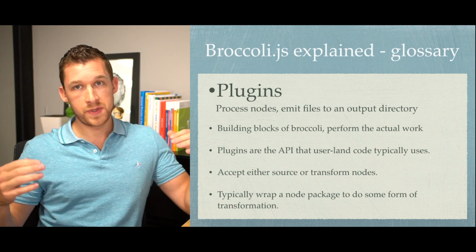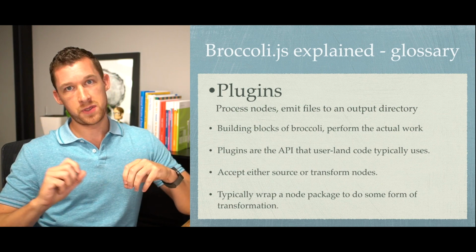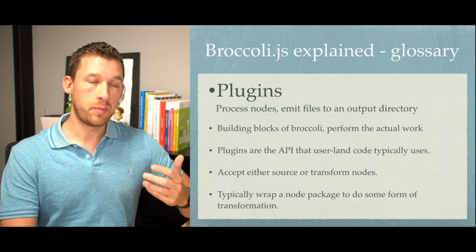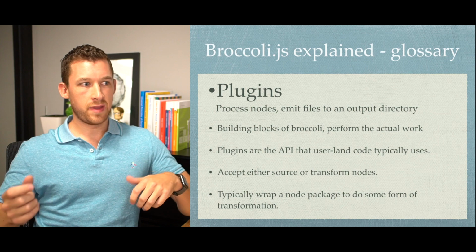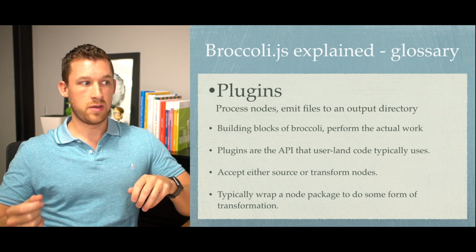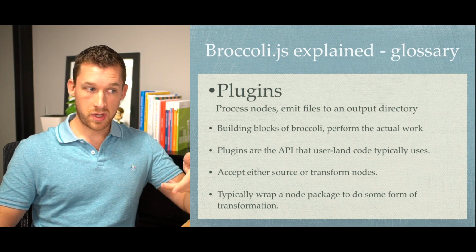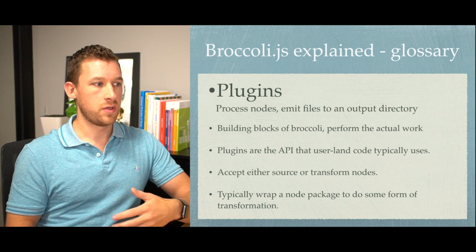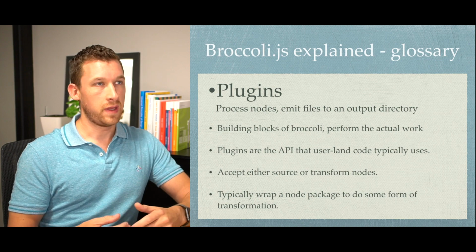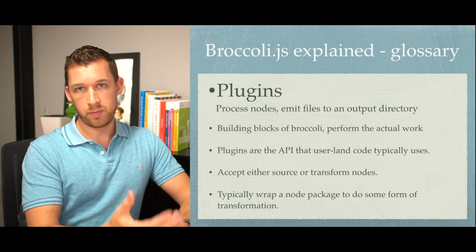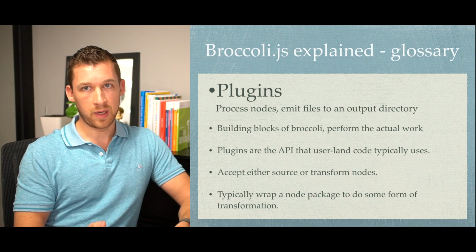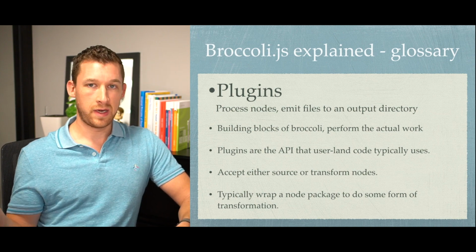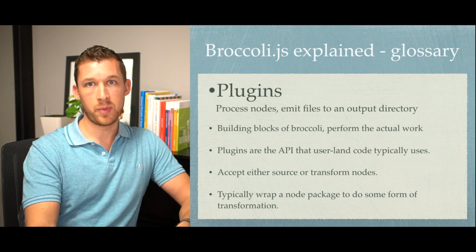Plugins, on the other hand, process these nodes and emit files to an output directory. So these are the building blocks of Broccoli, and they perform the actual work. Plugins are the API that userland code typically uses. They accept either source nodes or transform nodes as inputs, and they will typically wrap a node package to do some form of transformation. So think of Babel, for example. The Broccoli Babel plugin is really just wrapping Babel, passing the inputs, and Babel does its processing, and then it writes its output to the plugin's output directory.